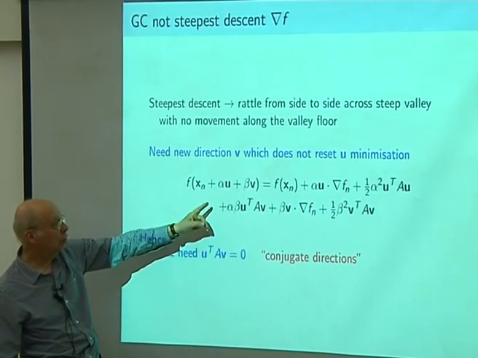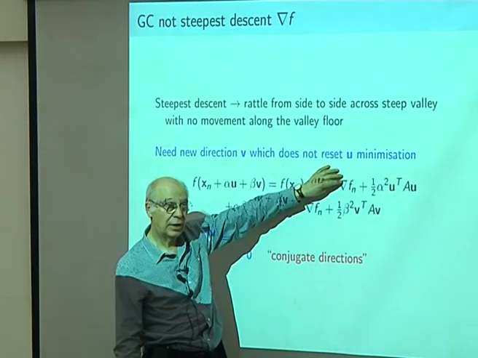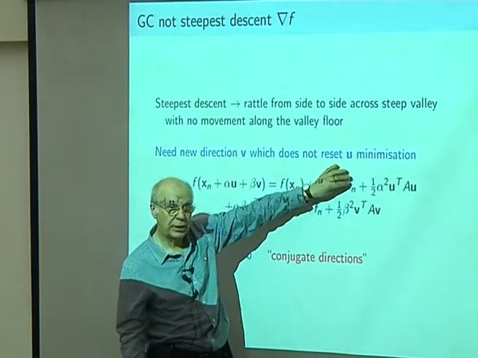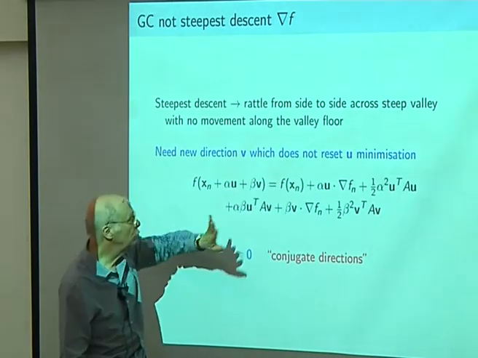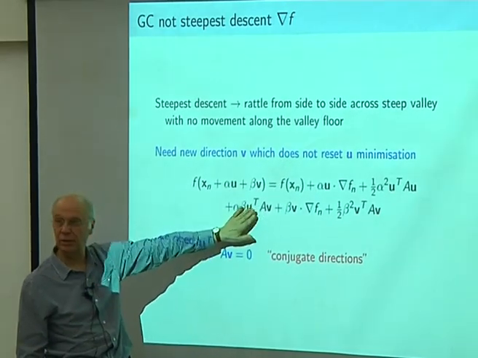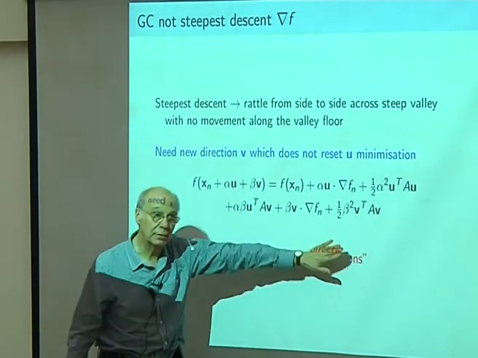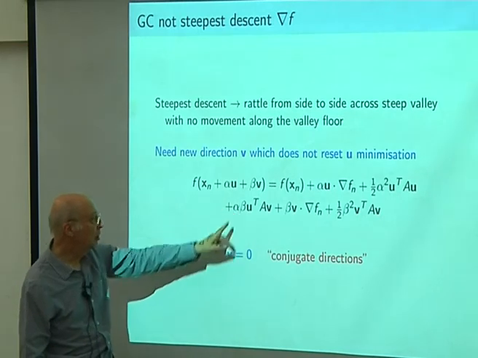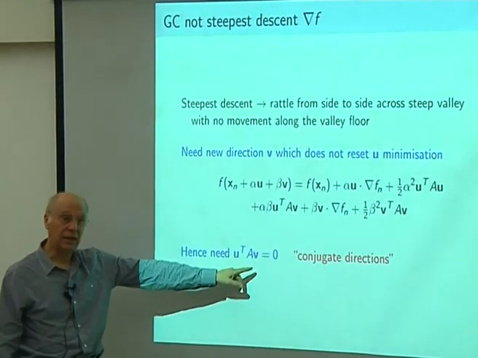And if you don't want to minimize f, having done it in alpha, and you don't want your next direction to interact with the alpha, the u direction, you choose that that is 0. The cross term is 0. So you do something genuinely new with beta, with v. So the conjugate direction is such that u dot Av is 0.